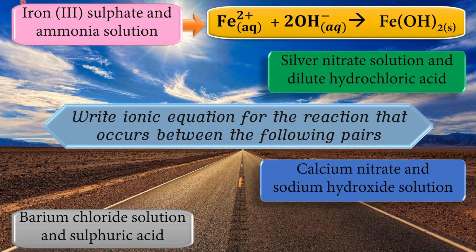We shall start with iron(III) sulfate and ammonia solution. The iron(III) sulfate will provide the iron(III) ions in aqueous form, and the ammonia will provide the hydroxide ions in aqueous form, and we shall form iron(III) hydroxide, which is a precipitate. That's why we've written solid. There is precipitation.